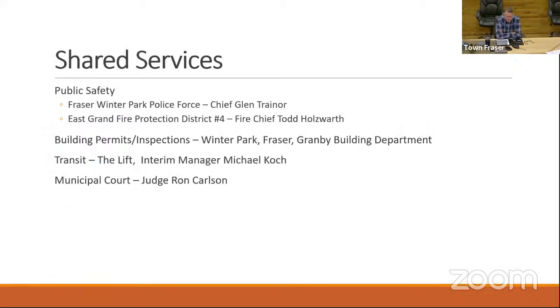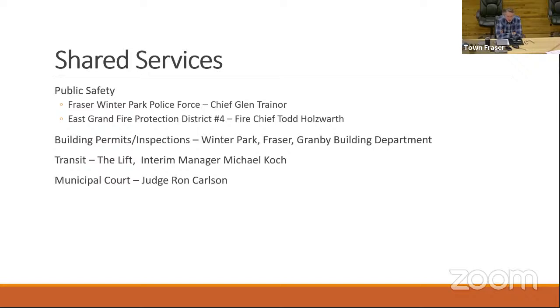Some of our shared services, because of our size, we do share services with Winter Park. For example, public safety, we have the Fraser Winter Park Police Force. Chief Glenn Trainer is in charge of that force. Great guy to work with and good guy to know. He is housed in Winter Park. We have an agreement with Winter Park that we will pay for a certain percentage of those services to cover our cost.